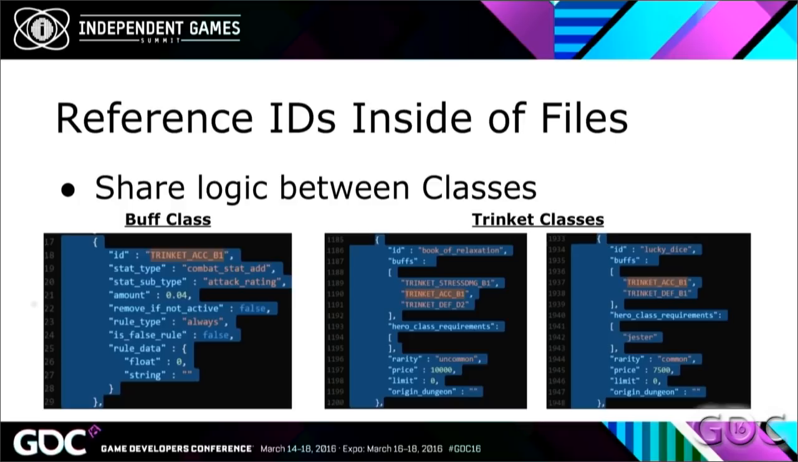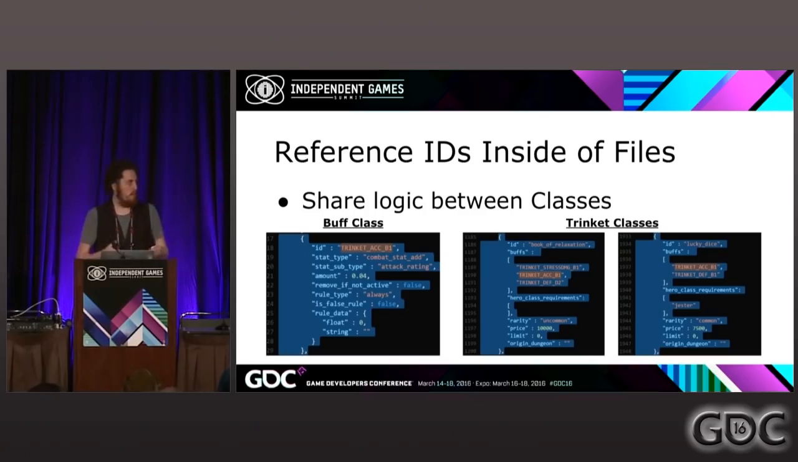Another useful thing about IDs is it makes sharing logic between multiple things very easy. So on the left, we have a buff class which is referenced by ID by two different trinkets. So if that buff class did change, and maybe instead of increasing its attack rating, then that would reflect in both trinkets.